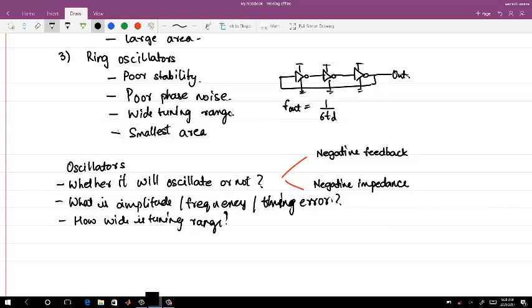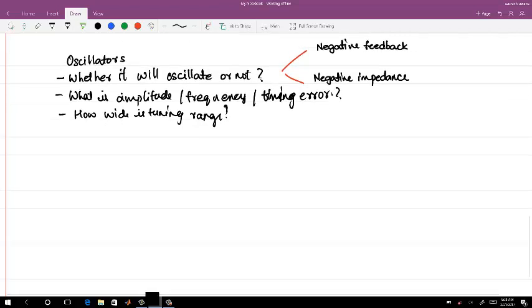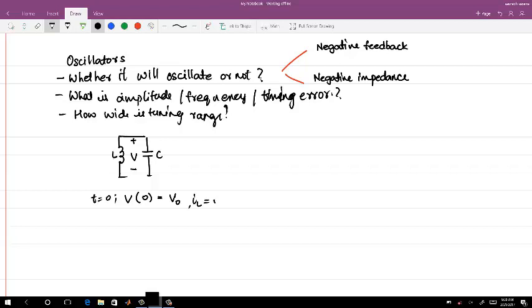In some cases it is easier to do a negative feedback analysis, in some cases it might be easier to do an LC resonator analysis, like negative impedance analysis. I will give you both examples and then we will start with negative feedback. Let's say I have an LC resonator, and we know that if I give a certain voltage at time t equals 0, V of C at 0 is V0, and I of L was equal to 0, right?